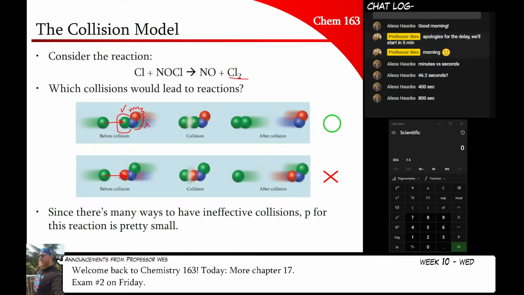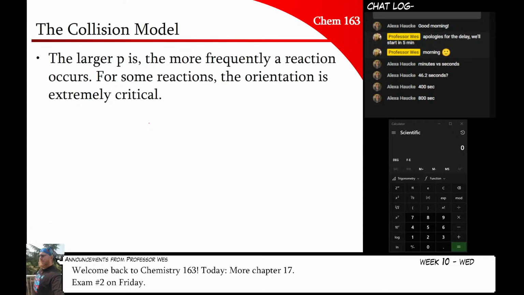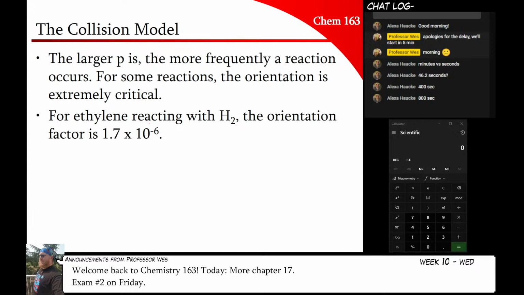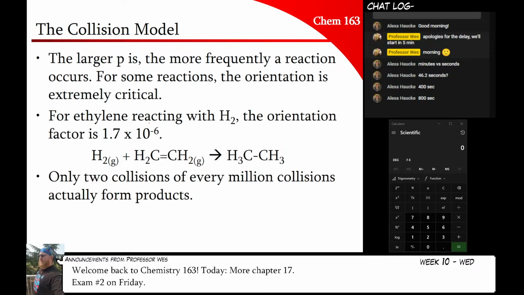Now, remember, this is happening in 3 dimensions. Because Cl is an individual atom, it's much more likely to be able to collide in an effective way than, say, two molecules bonking into each other. For instance, if I react these two molecules together, they have to line up in a very specific way, and the orientation factor is equal to 1.7 times 10 to the minus 6. Which means that in a million collisions, 2 will react.